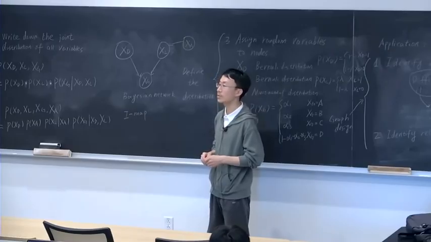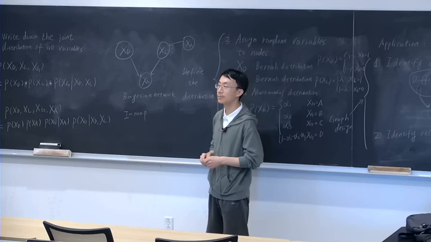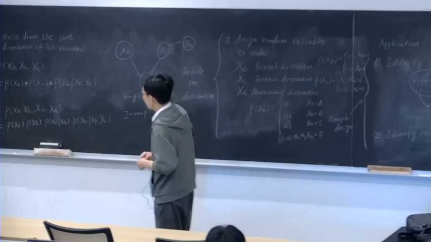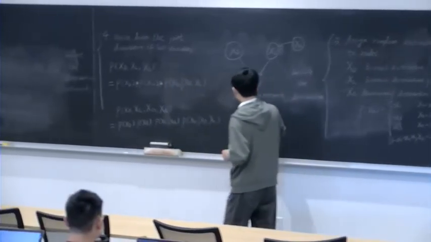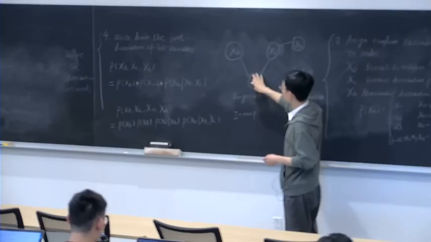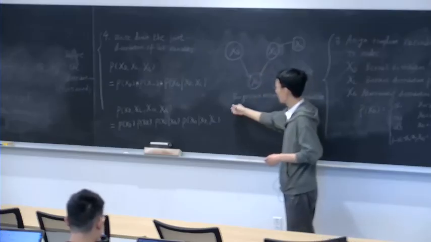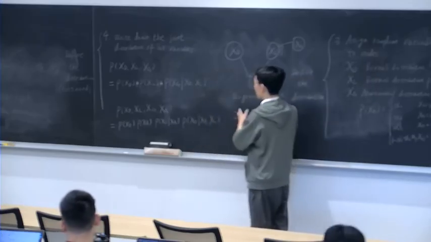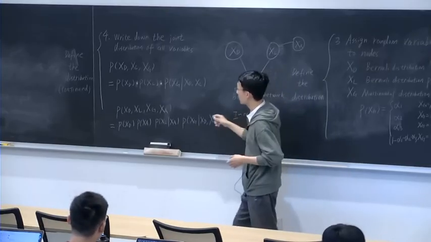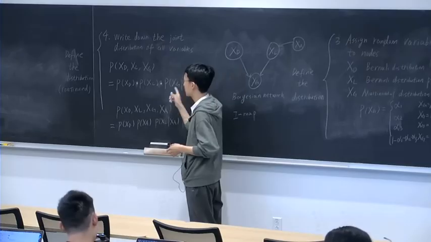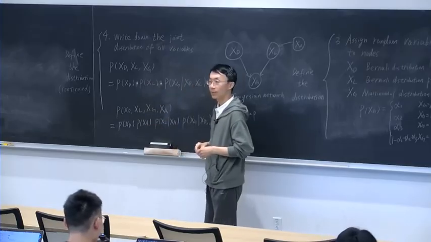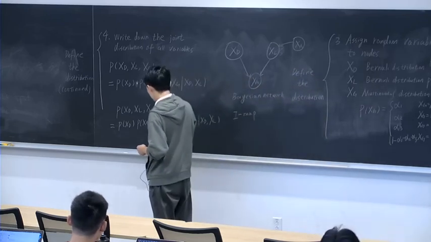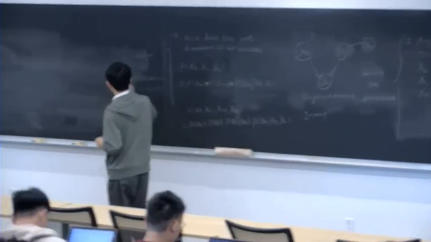Any other questions? So for a directed graph of random variables, it is called a Bayesian network. And given a Bayesian network, just by looking at the graph structure, you can immediately get the joint distribution of all the random variables.